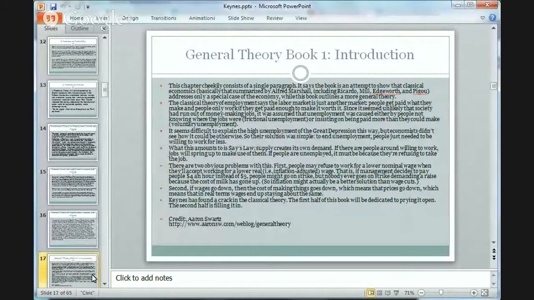In depression, he saw that there was high unemployment and people were not willing to buy goods, and this was not a voluntary unemployment. He calls it a fictional unemployment. And he says that Say's law says that supply creates its own demand, but he says that people are willing to work.